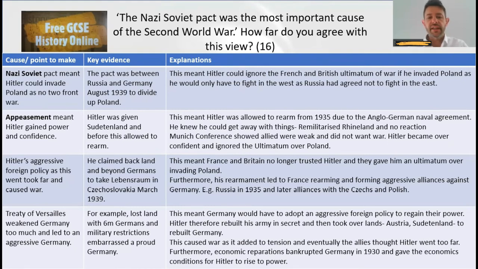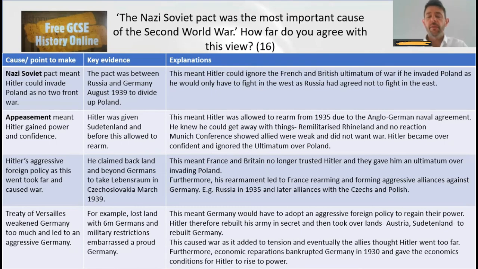For example, they lost land, 6 million Germans, military restrictions, 100,000 soldiers, and obviously the big reparations fine of 6.6 billion. This meant Germany adopted an aggressive foreign policy to regain their power and land. So Hitler rebuilt his army in secret from 1933, announced obviously conscription in 1935 and a big army. And obviously this started to cause international tension towards war, like the Stresa Front.